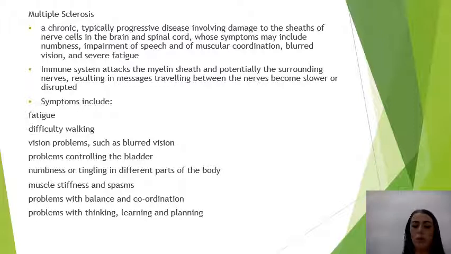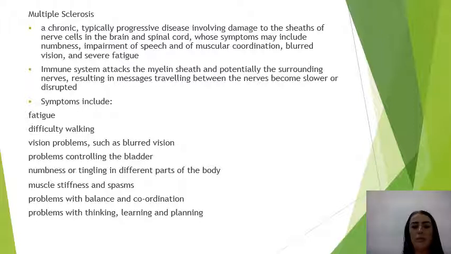So what is multiple sclerosis? This is a chronic, typically progressive disease involving damage to the sheaths of nerve cells in the brain and spinal cord, whose symptoms may include numbness, impairment of speech and of muscular coordination, blurred vision, and severe fatigue.